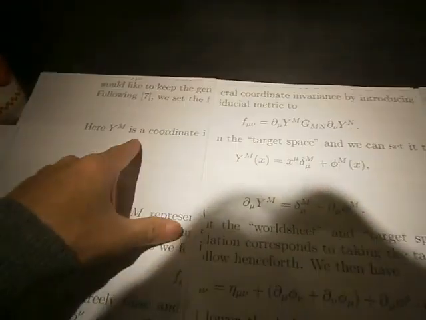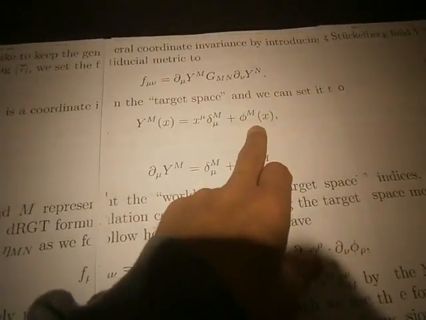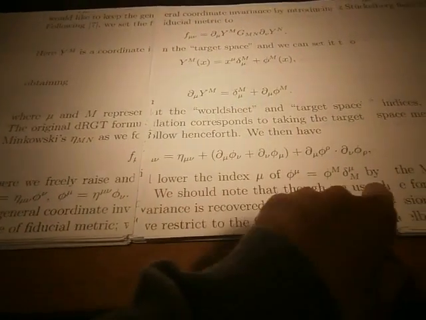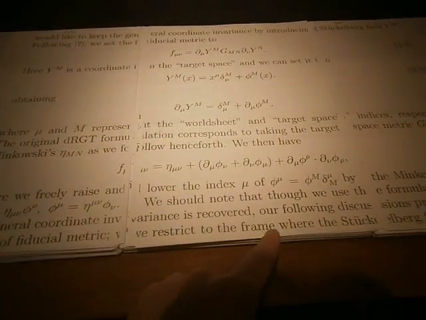Here M, YM is the coordinate, the target space, we cannot show YM, X, target space respected original formulation, corresponding to taking the target space metric to the GM, and that's the Minkowski metric. Henceforth, we have the Fourier, realize the routing index with the Minkowski metric, which knows the through the formulation which the general coordinate is related to formulation. The exact process with the choice of the final matrix regression frame is a structured field.